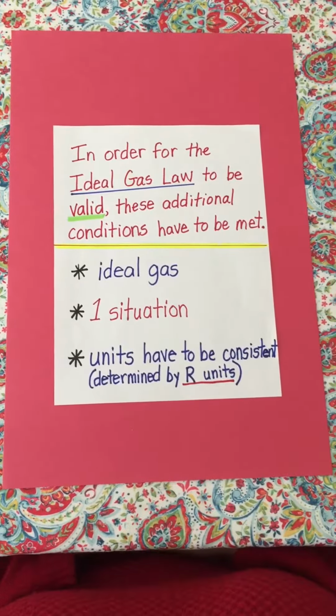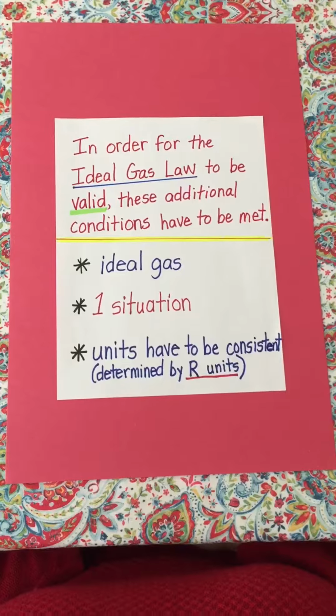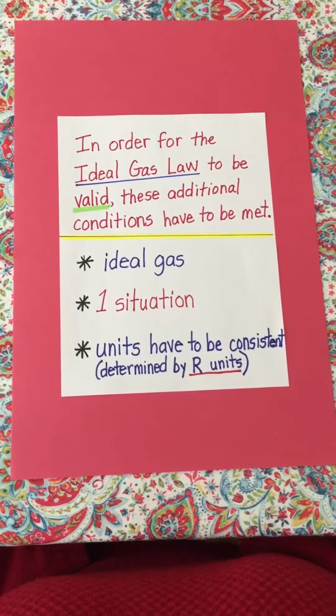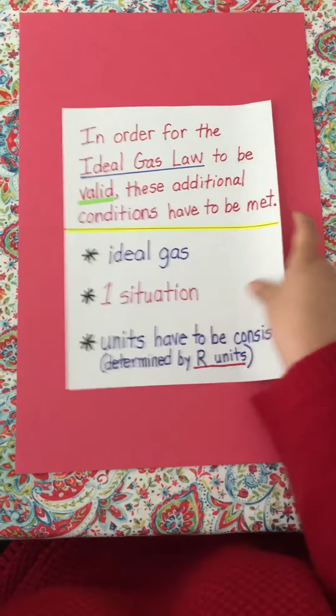In order for the ideal gas law to be valid, these additional conditions have to be met. The ideal gas has to have one situation, and the units have to be consistent, determined by the R units.